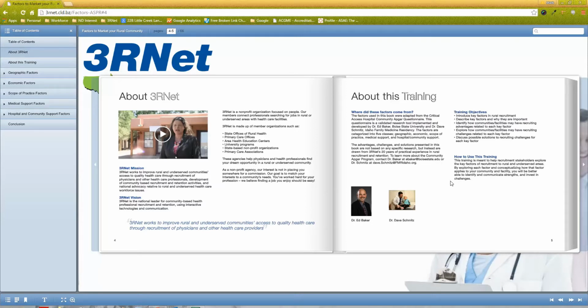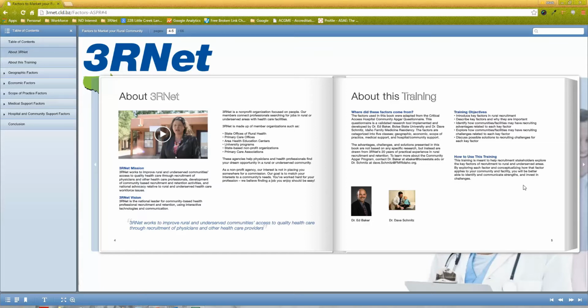Basically, we just borrowed their factors, and we worked with Dr. Baker and Dr. Schmitz on this ebook as well, but we just used the factors from their research to help define what we think facilities should be looking at in terms of defining their opportunity and then hopefully ultimately defining their ideal candidate and finding that ideal candidate.